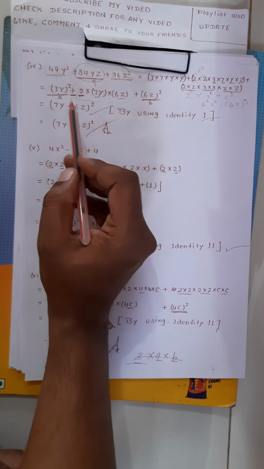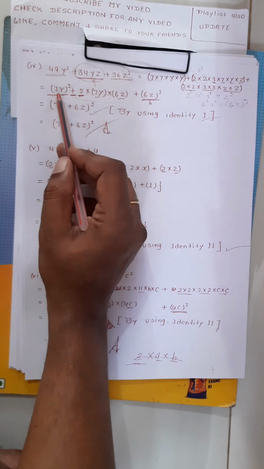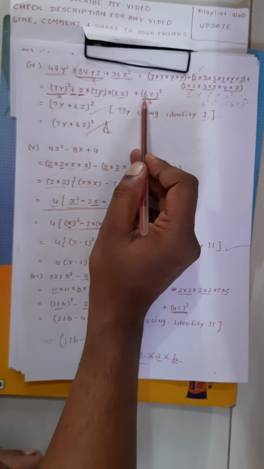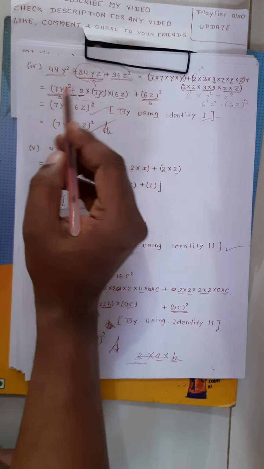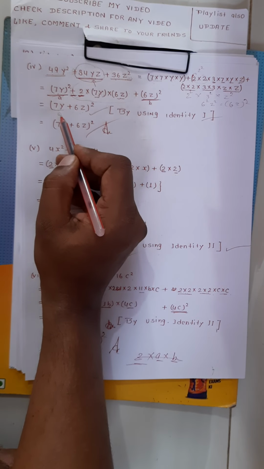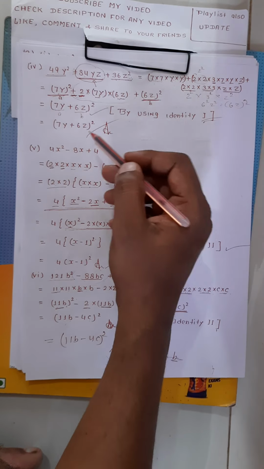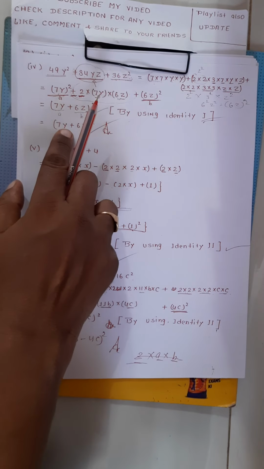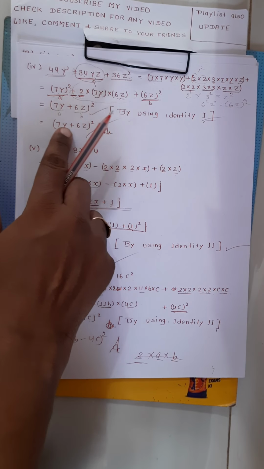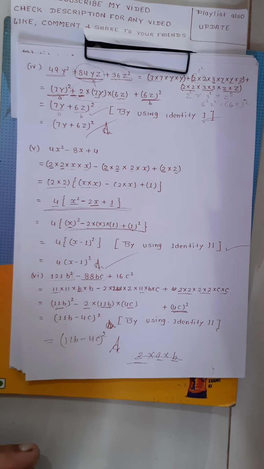So our value becomes the whole square of 7y plus 6z, because our value of a is 7y and our value of b is 6z. By using identity number first, the whole square of 7y plus 6z becomes our answer. Now we have reached question number 5.